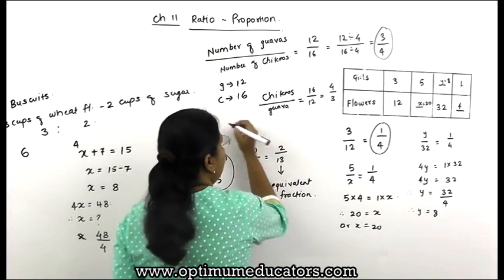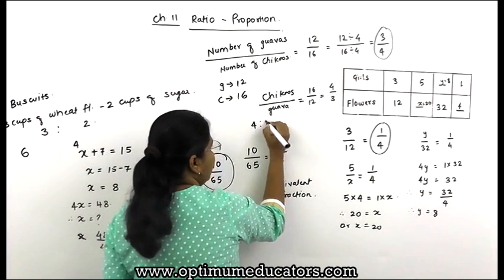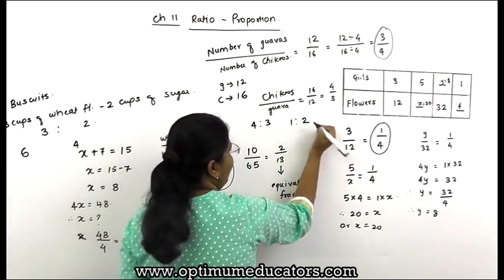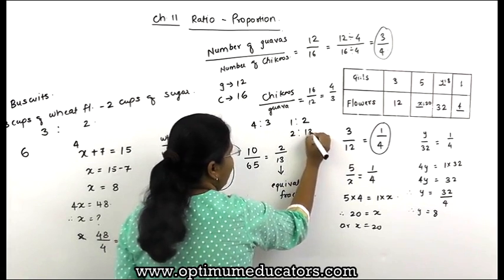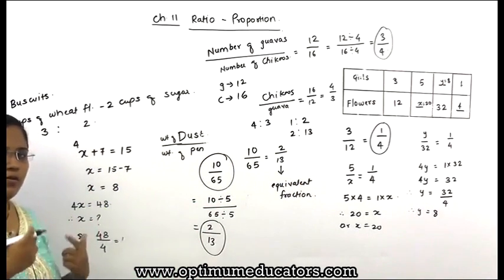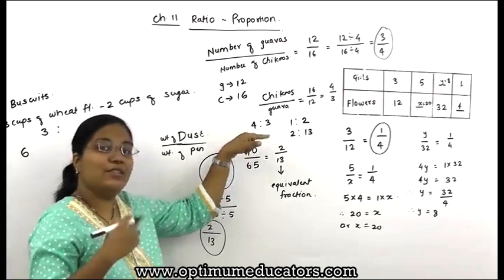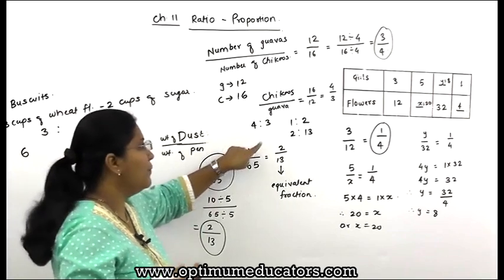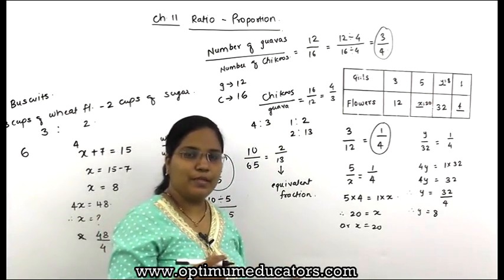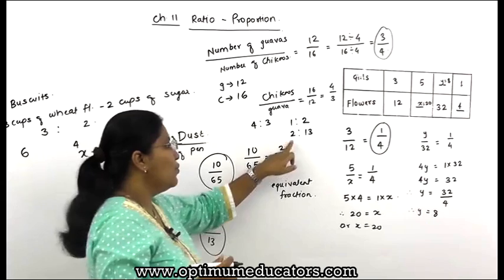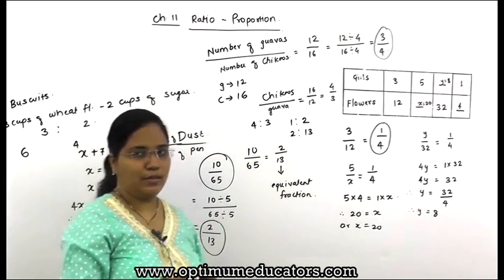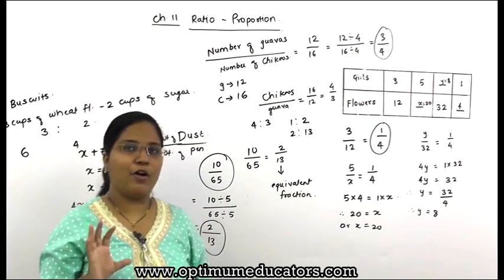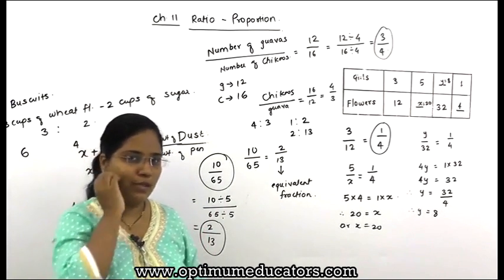Okay. Now while writing, it is generally written this way: 4:3, 1:2, 2:13. While saying, we will say that 4:3 means the proportion is 4 upon 3. 1:2 means it is 1 upon 2. 2:13 means 2 upon 13. So I hope you must have got the idea about what ratio and proportion is.